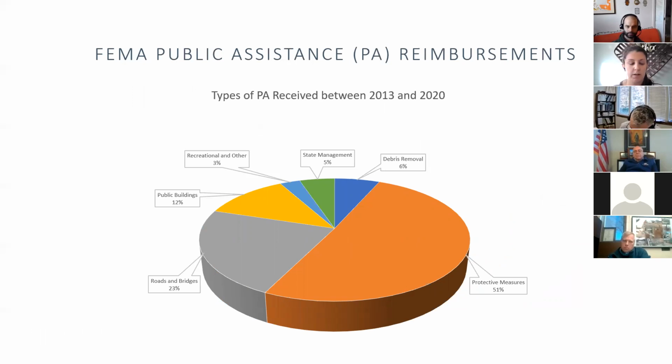And then taking a look at what type of public assistance. There are several different types. A majority throughout the region has been, again, since 2013, protective measures and roads and bridges. Those are the most commonly received PA types. But also public buildings, state management, debris removal, and recreational and other items as well. So protective measures and roads being the largest issue here.